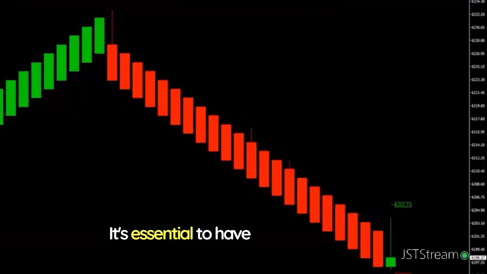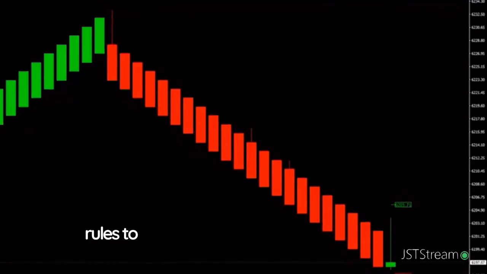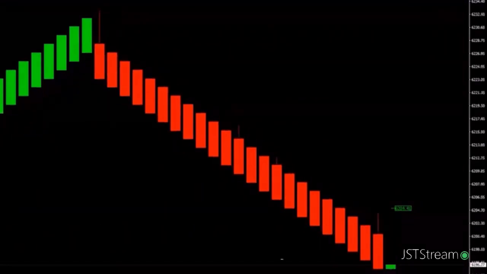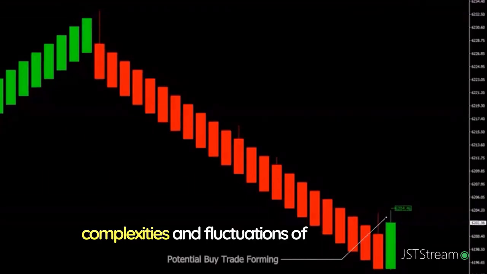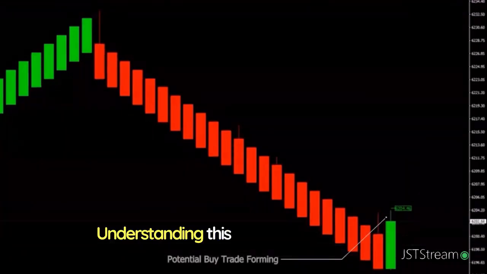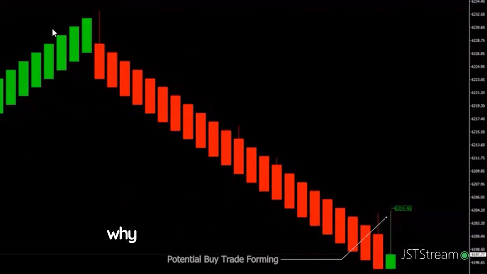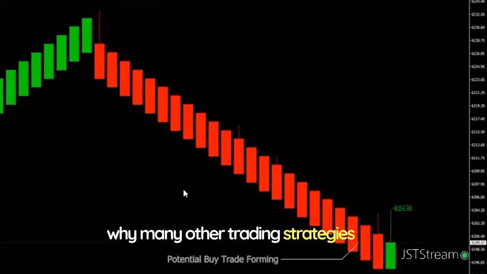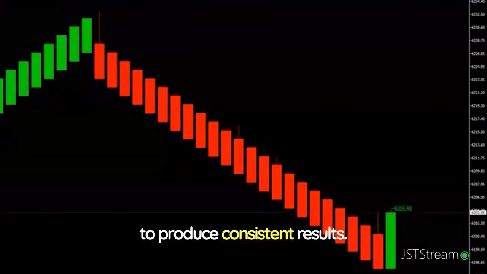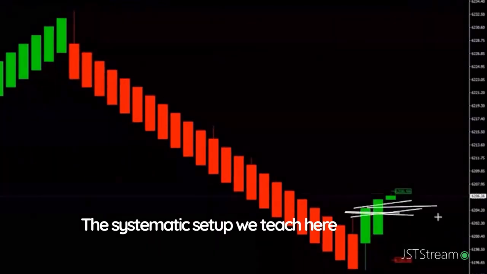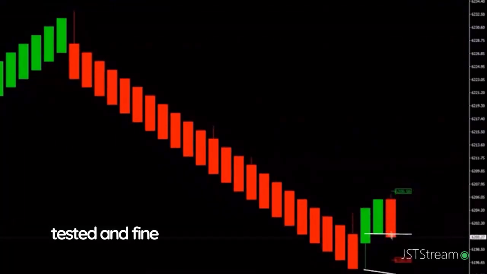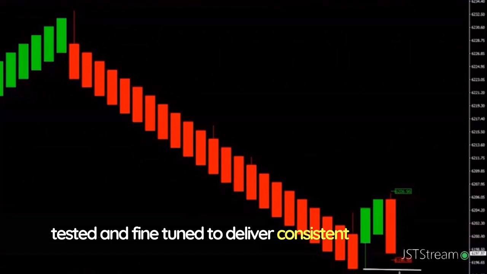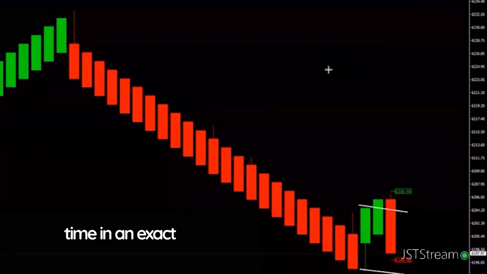It's essential to have an exact blend of rules to ensure the system can withstand the complexities and fluctuations of real markets. Understanding this process sheds light on why many other trading strategies fail to produce consistent results. The systematic setup we teach here has been thoroughly tested and fine-tuned to deliver consistent results over time in an exact flow of maneuvering the markets.